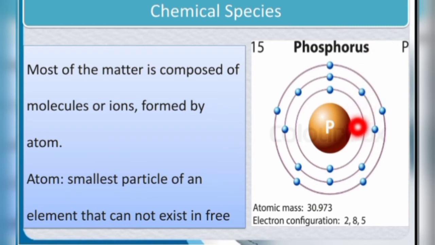Here in this example of phosphorus, the atomic mass of phosphorus is 30.973 and the electronic configuration: in the first shell 2 electrons are present, in the second shell 8 electrons are present, and in the last shell 5 electrons are present. So the electronic configuration is 2, 8 and 5.